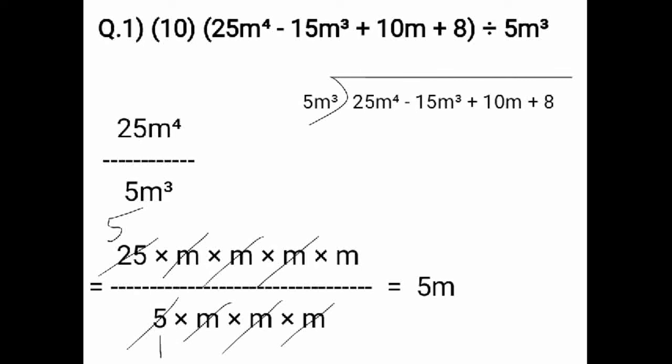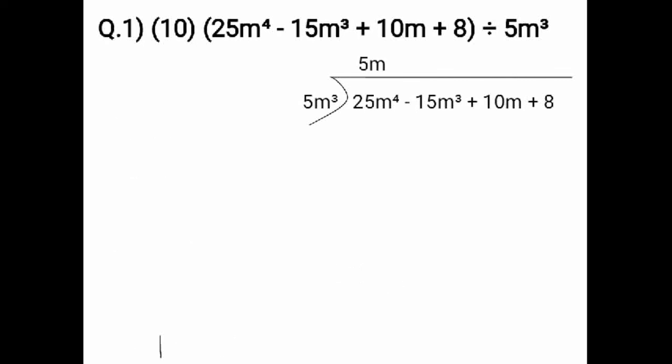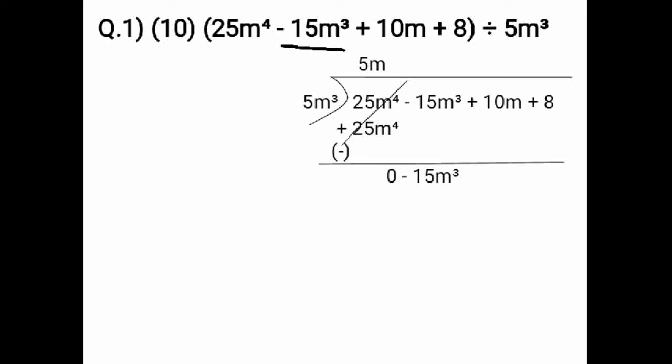5m cube into 5m is plus 25m raised to 4. Now you have to take opposite sign minus. Okay, 25m raised to 4 minus 25m raised to 4, answer is getting 0. Now second term you have to bring it down, that is minus 15m cube. Now you have to divide minus 15m cube by 5m cube.